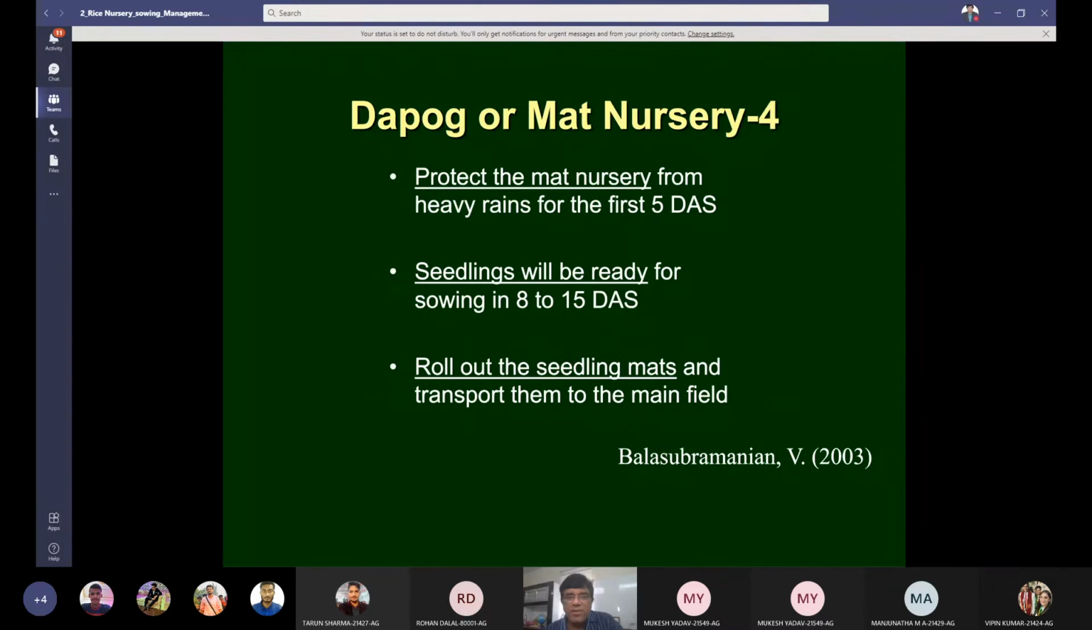Protect the mat nursery from heavy rains for the first 5 days after sowing. Because in the beginning, if there is heavy rain, it will wash away your seeds. Seeds will not remain in the nursery area, so protection should be provided. Once the seedlings start rooting, they will not be washed away by rains. Seedlings will be ready in 8 to 15 days after sowing. So seedlings are ready quickly.